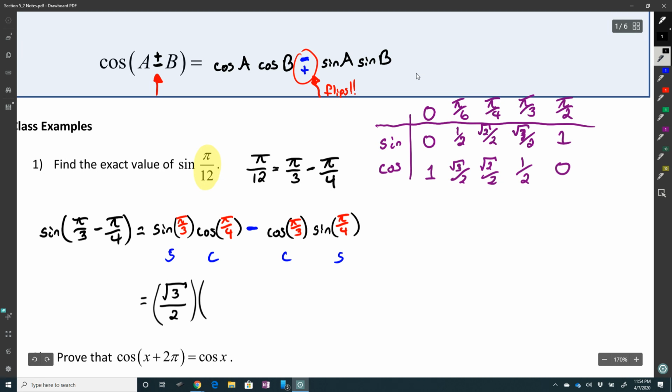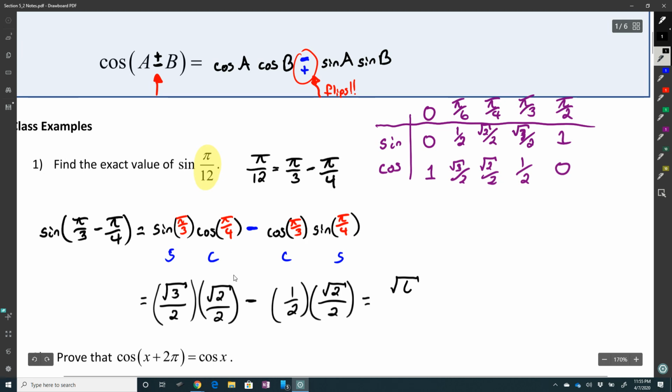Cosine of pi over 4 is square root of 2 over 2. Cosine of pi over 3 is 1/2. And sine of pi over 4 is square root of 2 over 2. Okay, we do the math. Top times top, bottom times bottom. So square root of 3 times square root of 2 is square root of 6. 2 times 2 is 4. 1 times square root of 2 is square root of 2 over 4.